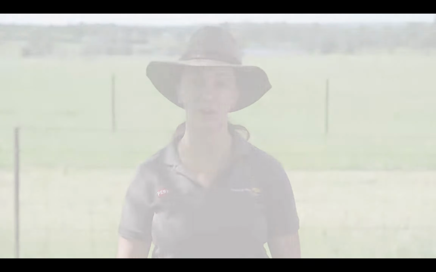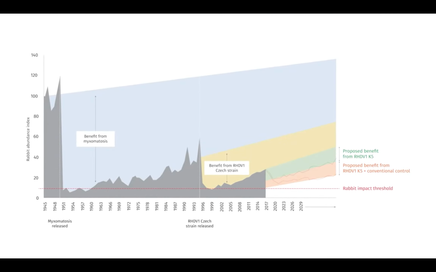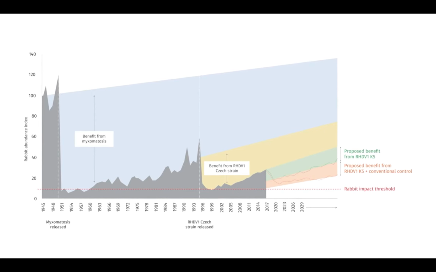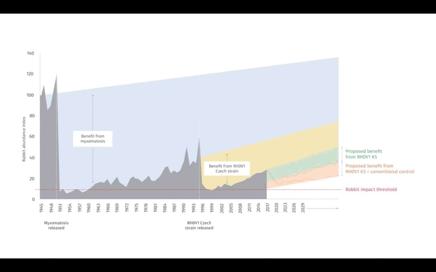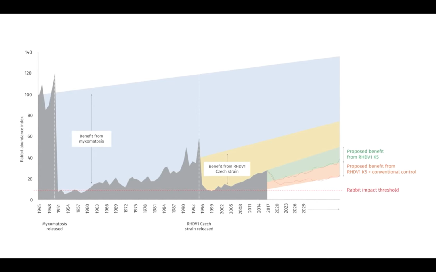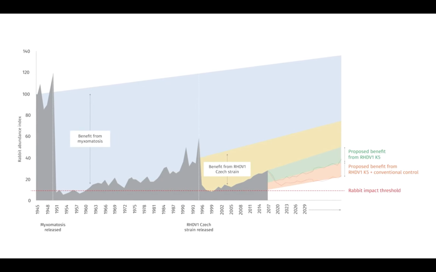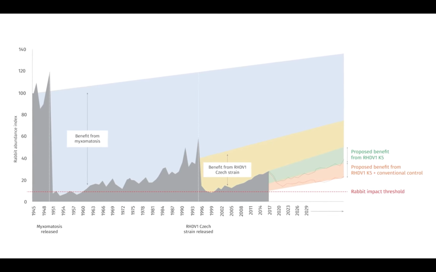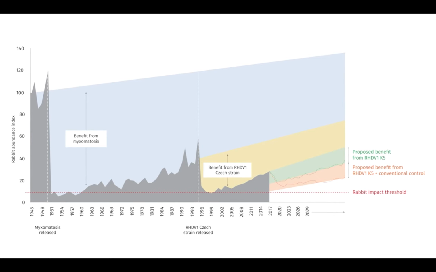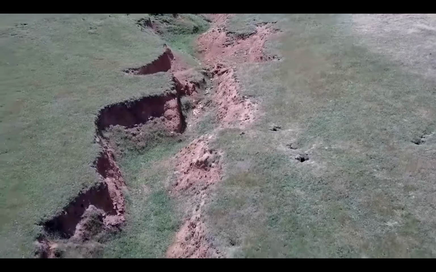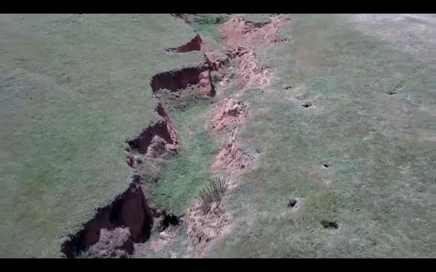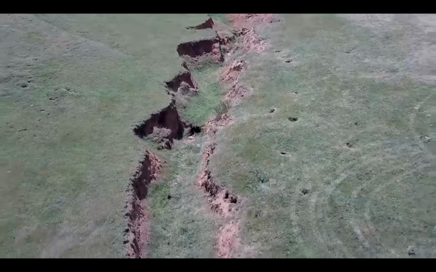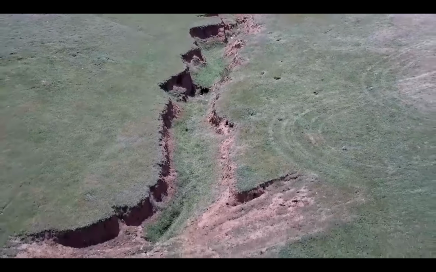In the 1950s, the first biological control agent, myxoma virus, was released and caused a reduction of rabbit populations of up to 98% across the country. However, over time, these rabbits have become resistant to myxoma, and we had to introduce additional agents to improve the control of rabbits. In 1995, a biological control agent known as RHDV or calicivirus, the Czech strain, was released and controlled rabbit populations up to about 98% in the drier regions of the country. However, in the cooler, wetter regions, it was not so successful.